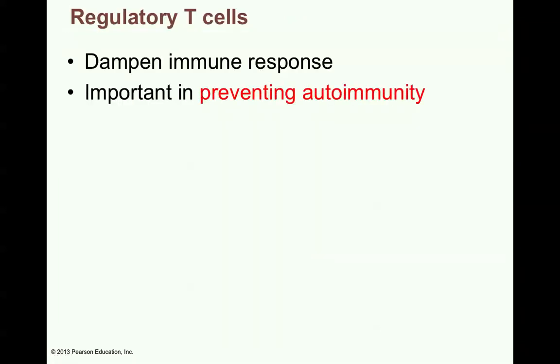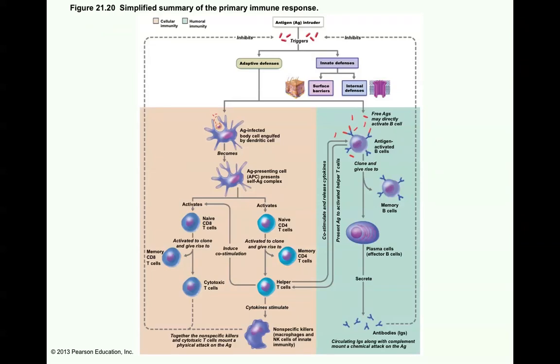There's also these regulatory T cells or suppressor T cells. These dampen the immune response. They're very important to prevent autoimmunity, where the body begins to attack its own cells. And so this is actually a simplified summary of the primary immune response. I'm not going to go through this because we actually talked about it before.